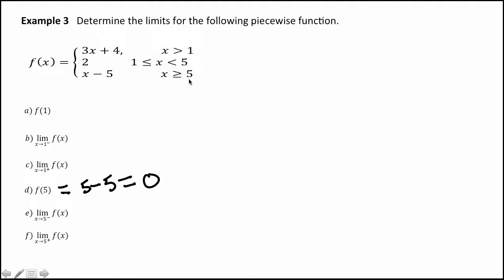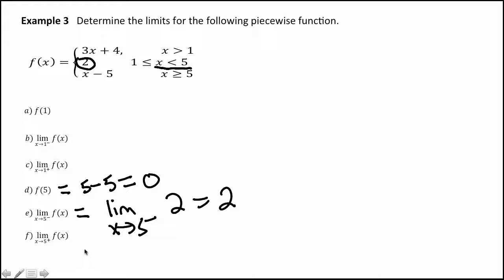Now if you're doing the left-sided limit, then you're looking for values that are smaller than 5 because you're approaching from the left side. Therefore, x has to be less than 5. So you're looking for this condition here, x is less than 5, so therefore you're going to be focused on this function here. So the limit as x approaches 5 from the left side of 2 is just simply 2.